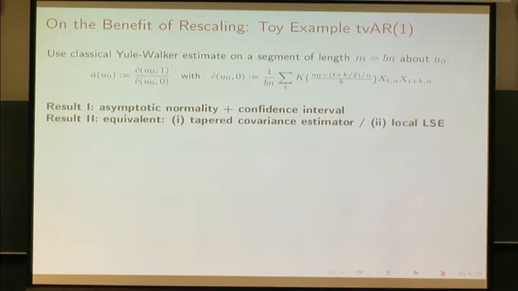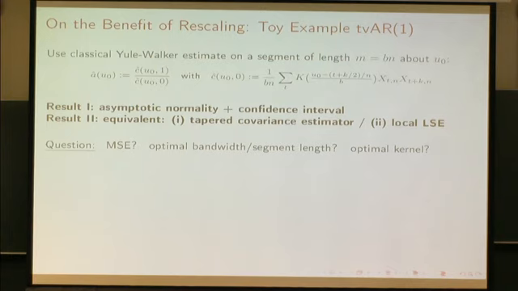Now, first result, I already mentioned, is asymptotic normality. You get a confidence interval for that. Second result, we can conclude by mathematical calculations that the tapered covariance estimator, which is what I just explained to you, is equivalent, and also local least squares is equivalent. Again, this is a mathematical result. You would expect it even without these infill asymptotics, because it looks similar. But when you really want to bring it to the point, you have to do some mathematics, and this would mean rescaling at that point.